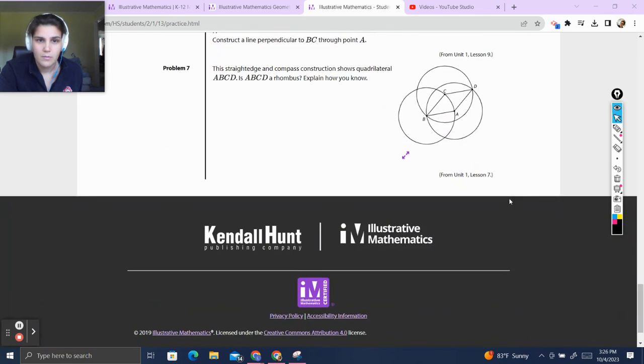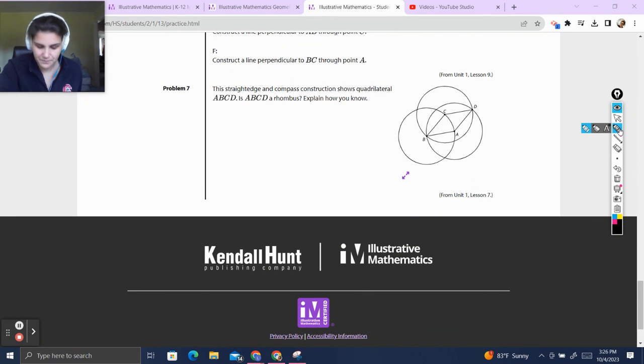Let's go on to problem number 7. Oh, this is our last problem. This straight edge and compass construction shows quadrilateral ABCD. Is ABCD a rhombus? Explain how you know. First, we need to know the definition of a rhombus. So a rhombus has 4 sides that are congruent. So CD would have to be congruent to DA, to AB, and to BC.